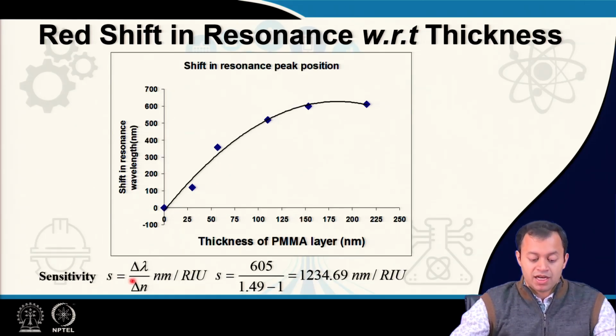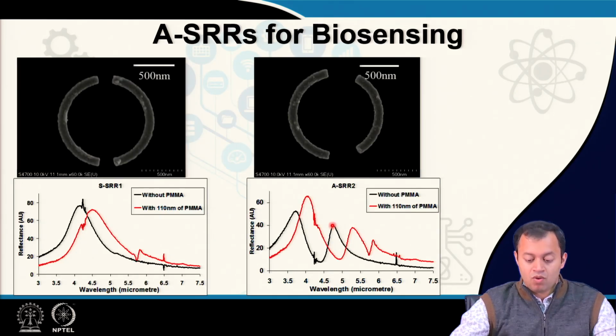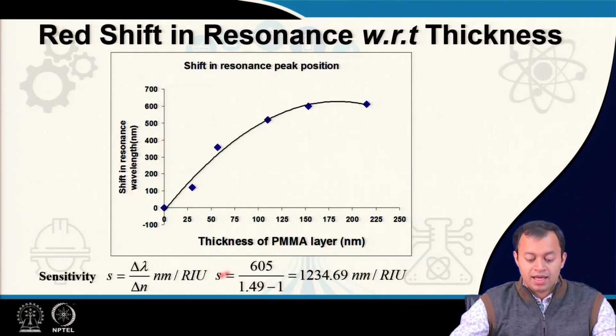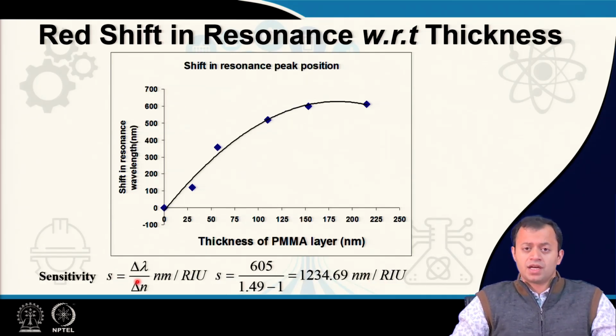Remember, sensitivity is delta lambda by delta n. Delta lambda is this, lambda 1 versus lambda 2 without analyte and with analyte, and delta n is the change in refractive index. Previously it was air, now it is PMMA, 1.49 minus 1, and this is the overall sensitivity. It is a crude value of sensitivity. There are other sophisticated formulas as well, but this is a rough ballpark figure that we are generating.